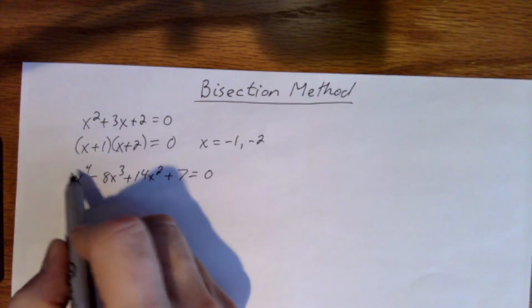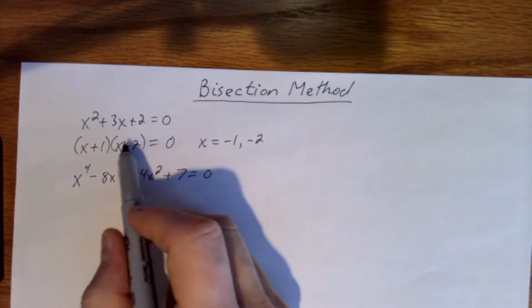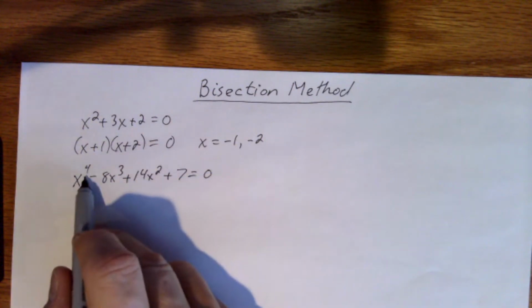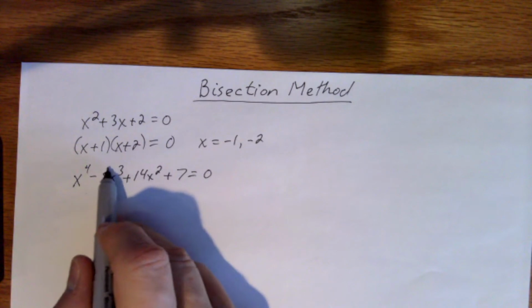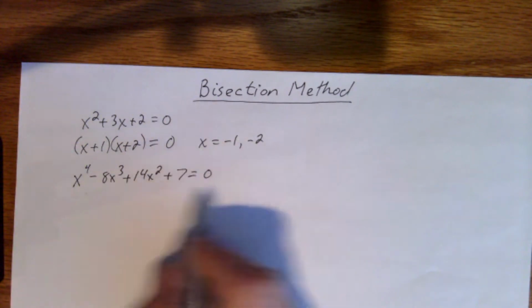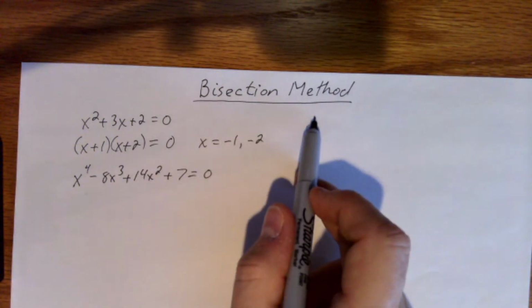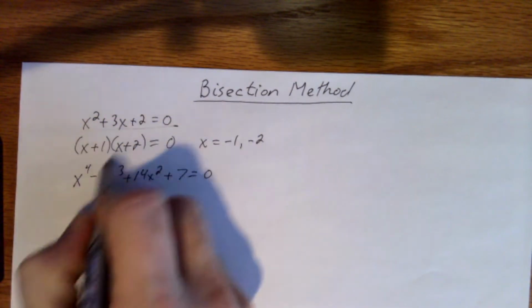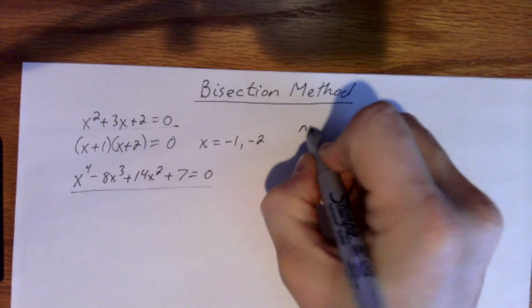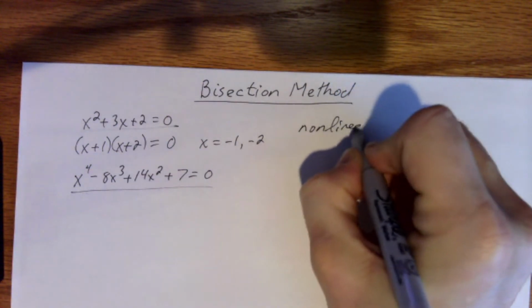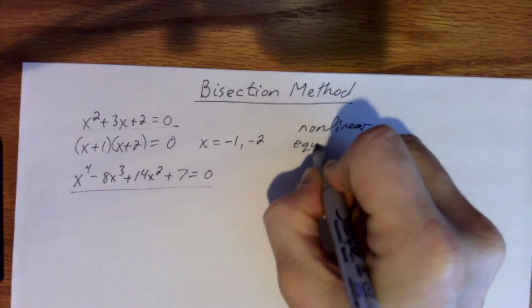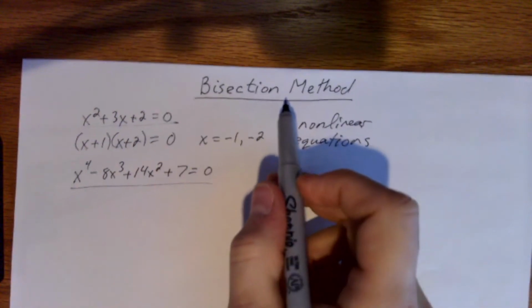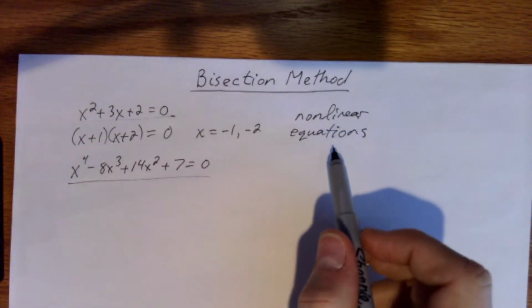Because this has a 4th power, and while there are technically closed form solutions for things up to the 4th power, it still wouldn't be easy to solve, okay? So we can use something like the bisection method for solving this. But also note that each of these expressions are examples of what we call nonlinear equations. And we can use this method for solving other types of nonlinear equations.